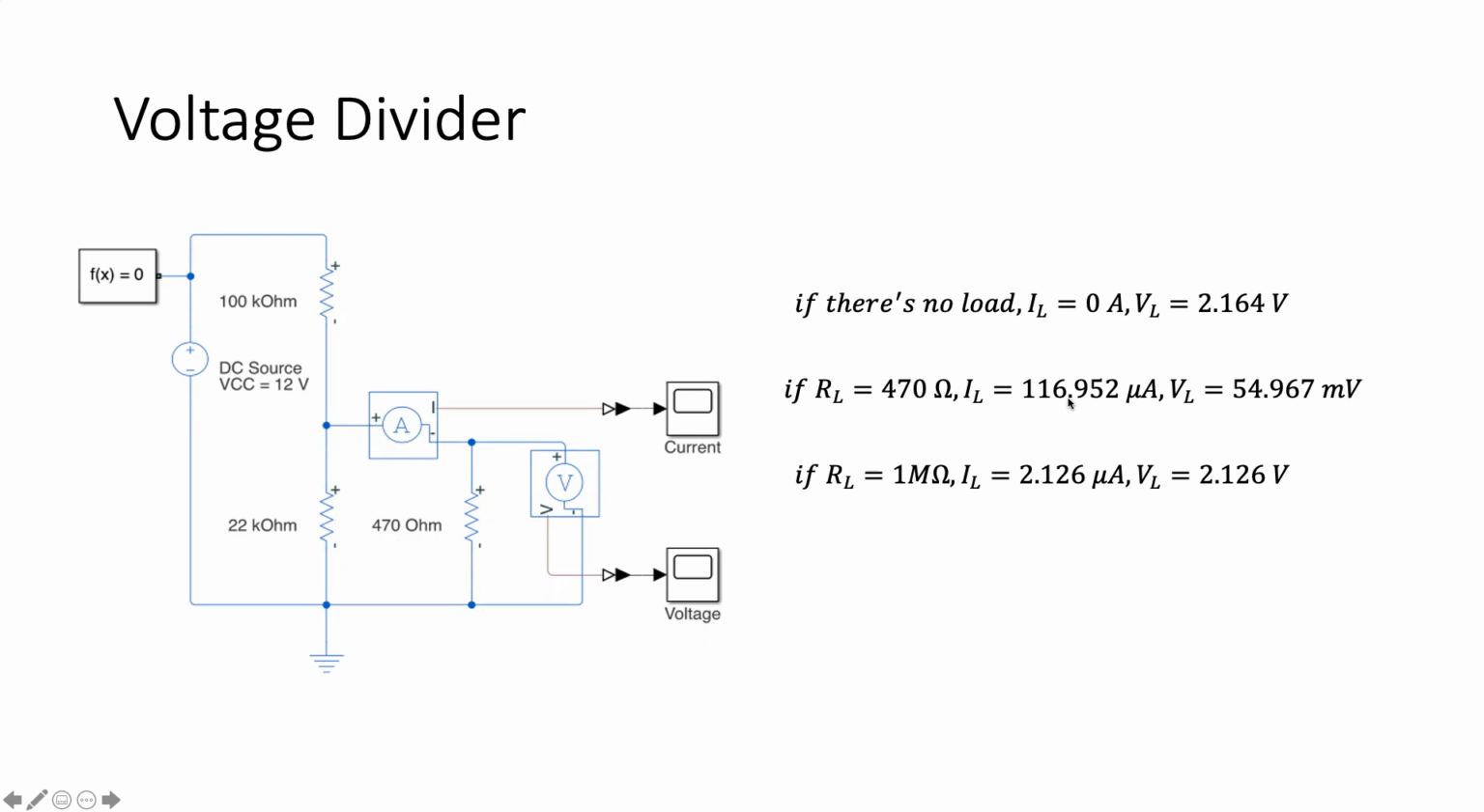Okay? So by using a very small load resistance, ang mangyayari ay nagbabago yung voltage across the load. Okay, and of course, it's not good. Okay, kasi remember na itong load na ito, ang ine-expect niyang voltage is 2.164 volts.